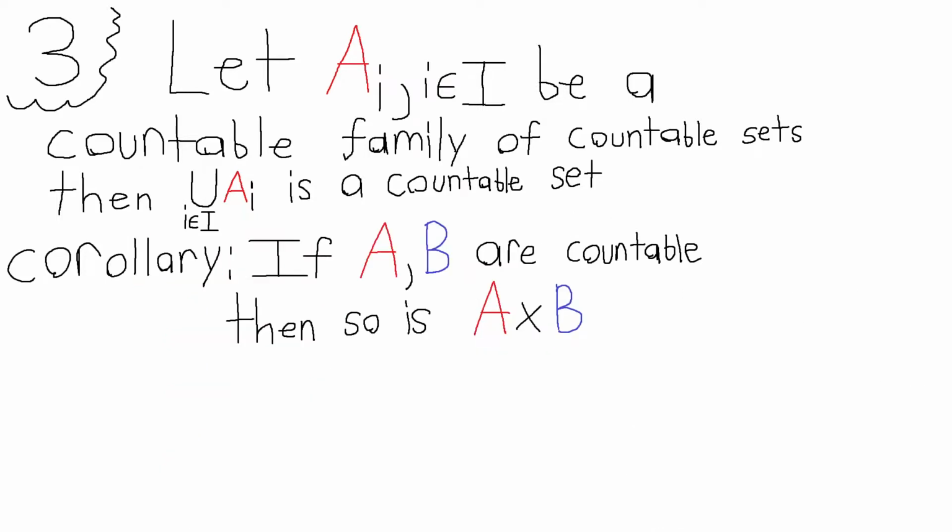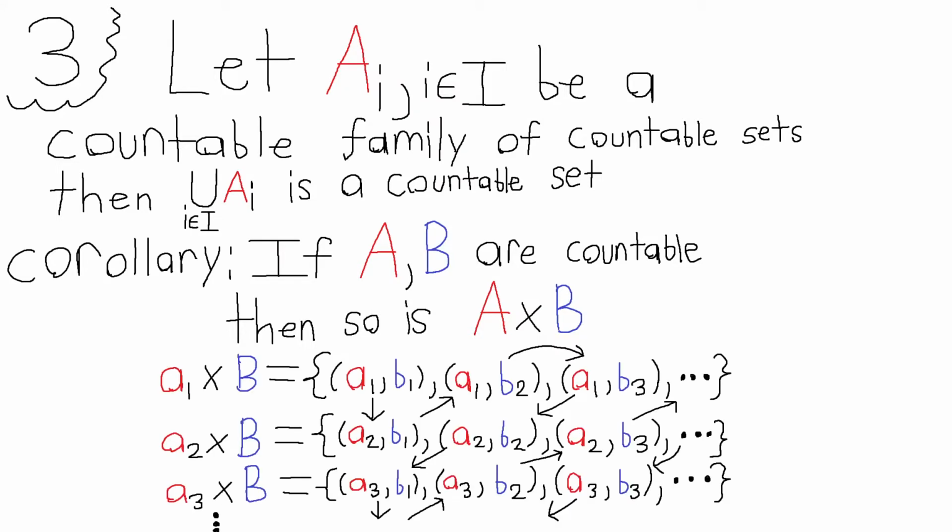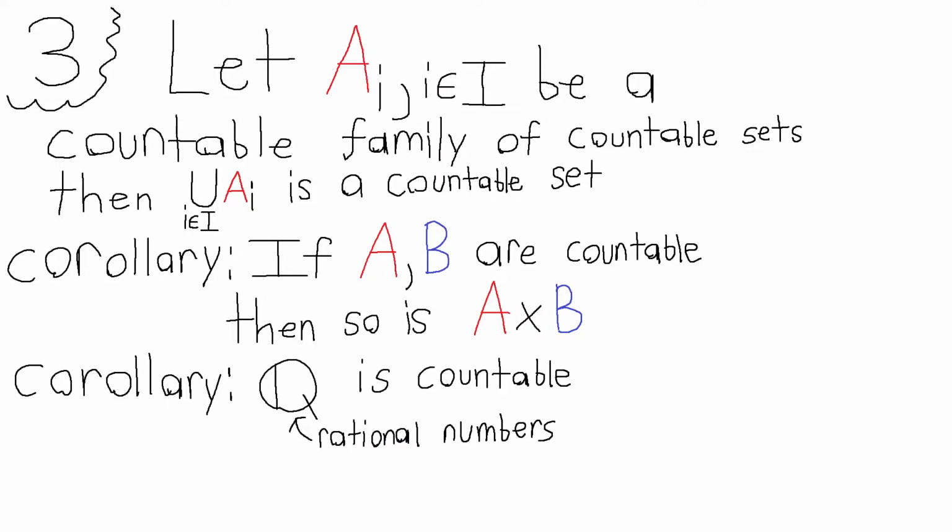A direct consequence of this theorem is that if A and B are countable sets, then their Cartesian product will also be countable. Why? Because we can express the Cartesian product as a union of sets. Each set is countable because B is countable, and there are countably many sets because A is countable. Another consequence of this theorem is that the set of rational numbers is also a countable set.